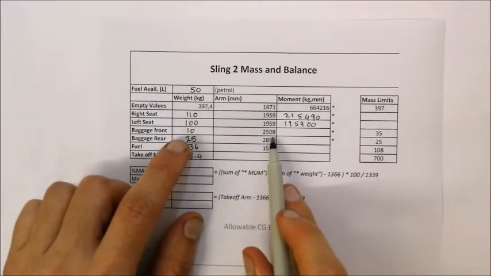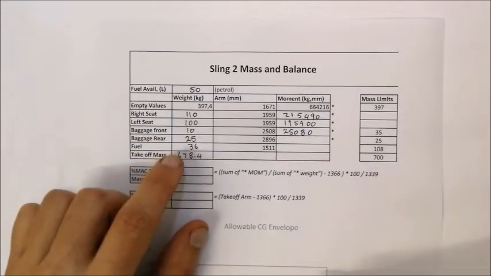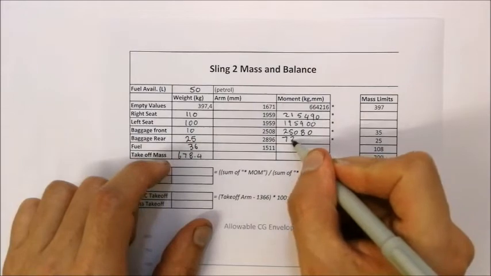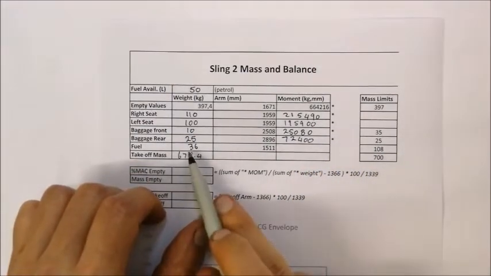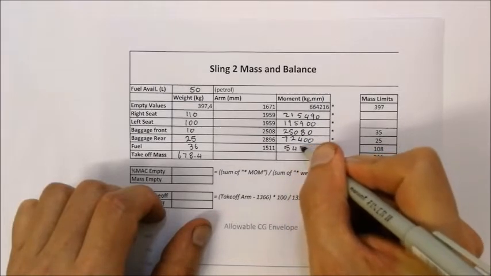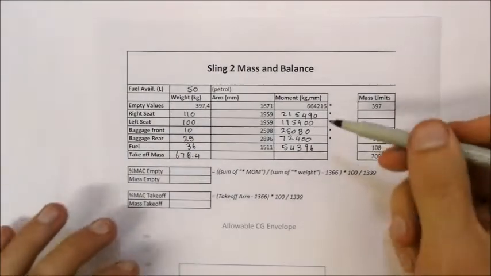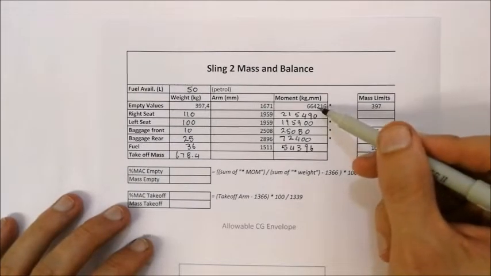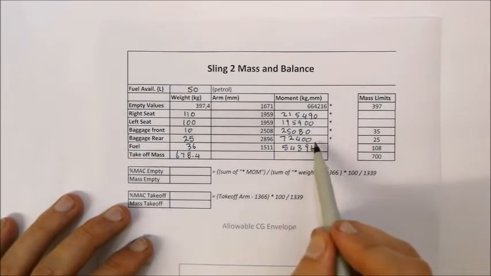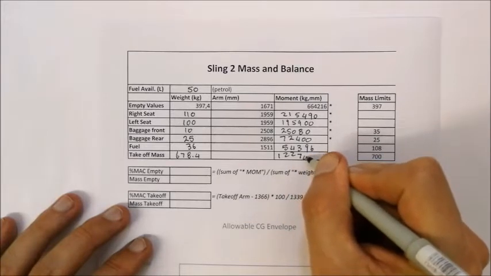10 multiplied by 2508 is equal to 25080. Then we've got the rear luggage, which is 25, multiplied by 2896, and we get 72400. And then we're going to say 36 multiplied by 1511, and we're going to get a value of 54396. Okay, now that we've done that, we're going to add all of these values together. So 664216 plus 215490 plus this value, that value, that value, and that value. Adding them all together, we get a value of 1227482.